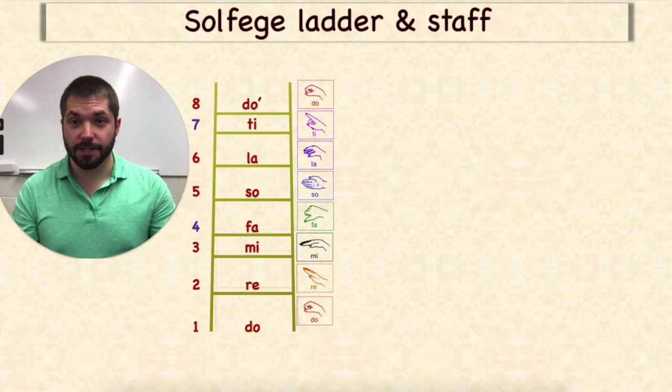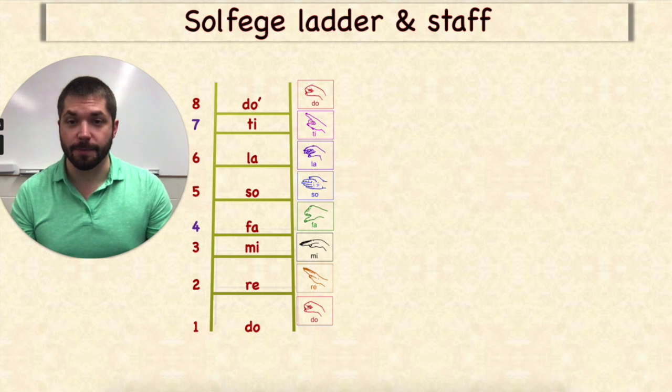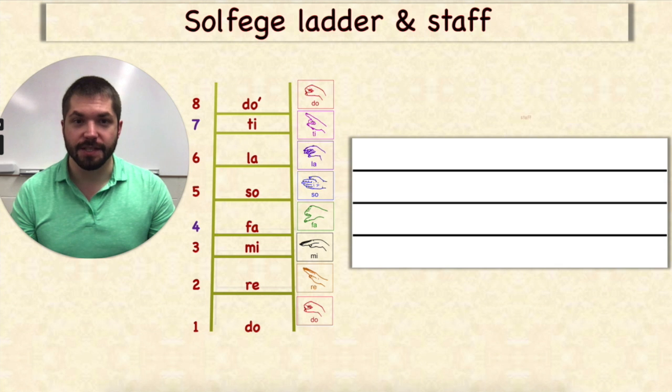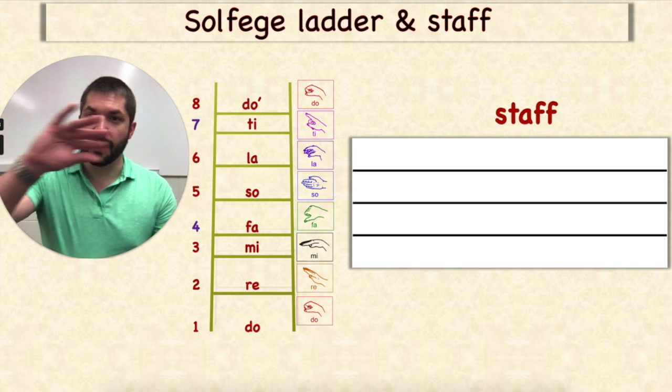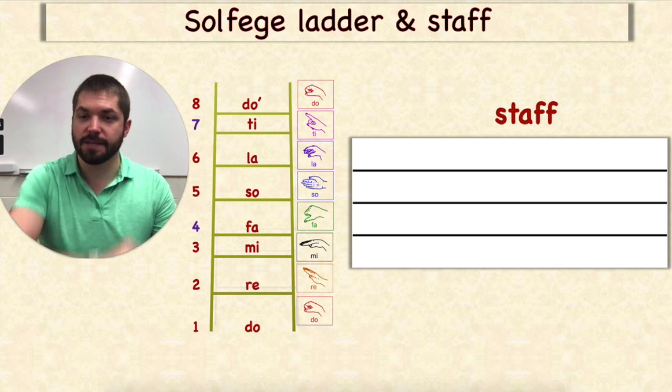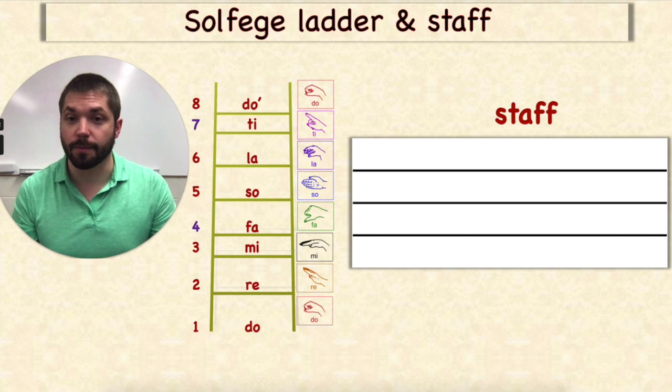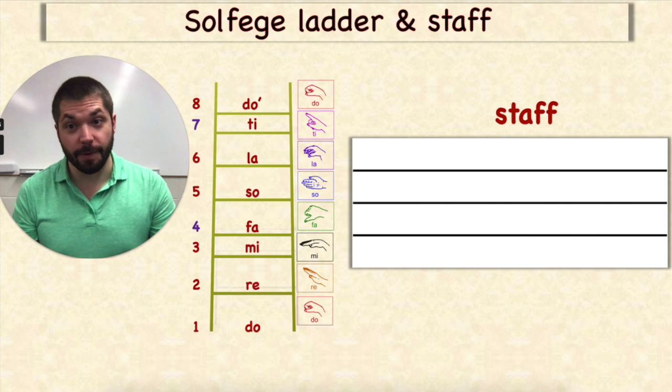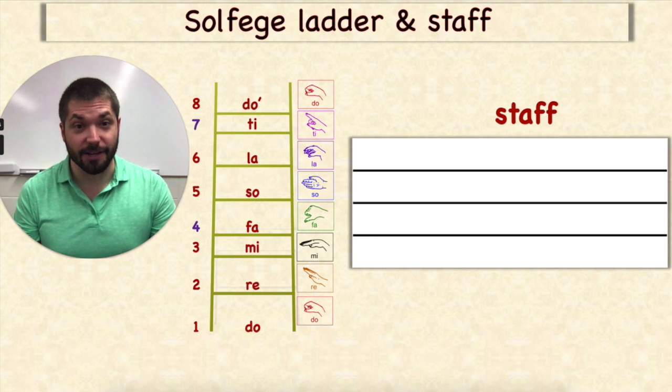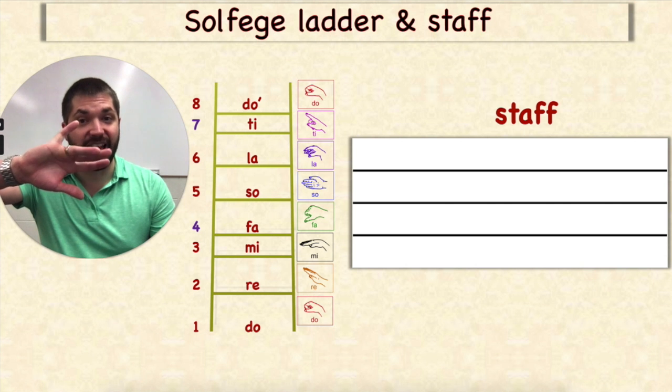Now, our solfege ladder is important today because we're going to move all of our steps of the scale onto the staff. The staff is those horizontal lines, and the spaces between them, that you see music notes written on a sheet of music. Now, I'm fibbing a little bit because this is not actually the full musical staff. The full musical staff has 5 horizontal lines and 4 spaces between them.